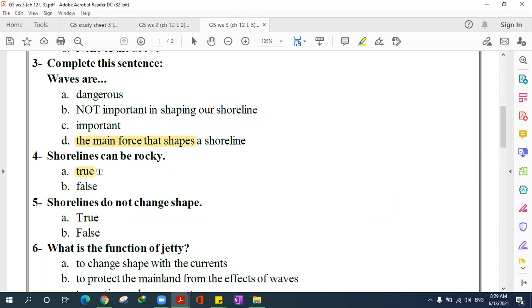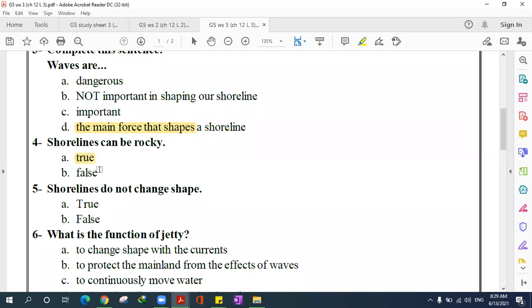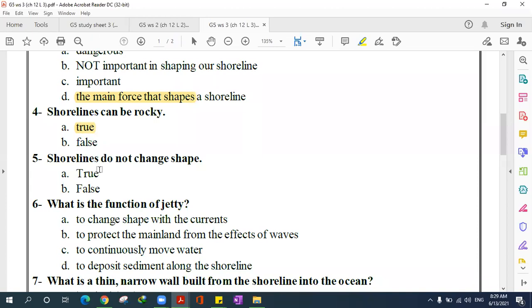We have Mamdouh next. Yes, number 5. Shorelines do not change shape. False. Yes, the title of the lesson is: what are the forces that change the shoreline? So yes, the shoreline shape can change. You can see different features over it. It's because of the water movement sometimes, or having high tide or low tide. So yes, thank you so much, Mamdouh.